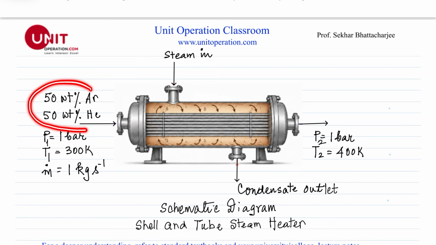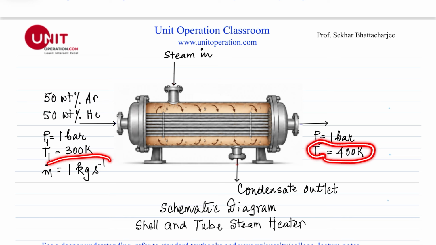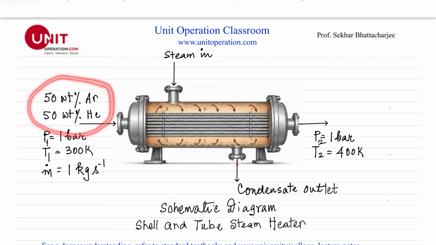This is the composition based on weight%, and the pressure is 1 bar at the inlet and 1 bar at the outlet. The inlet temperature is 300 Kelvin, and it is heated to 400 Kelvin, and the flow rate is given. We have to find out how much heat has to be transferred to heat it from 300 Kelvin to 400 Kelvin as a mixture of argon and helium. Not a single gas, it's a mixture of gases.